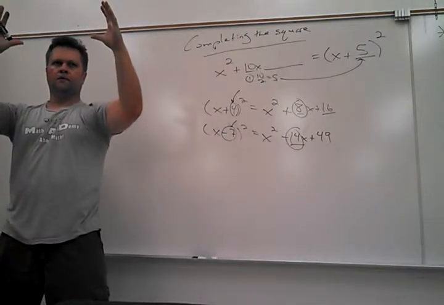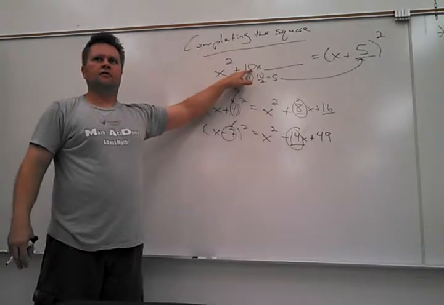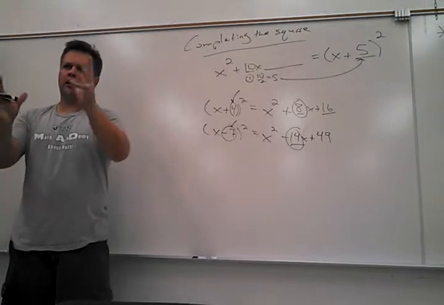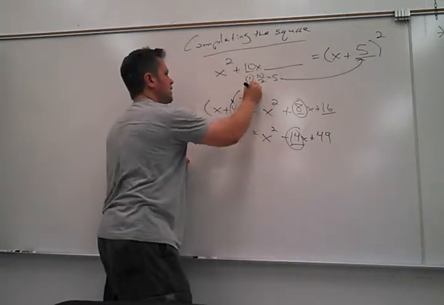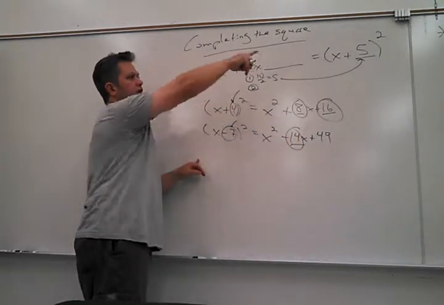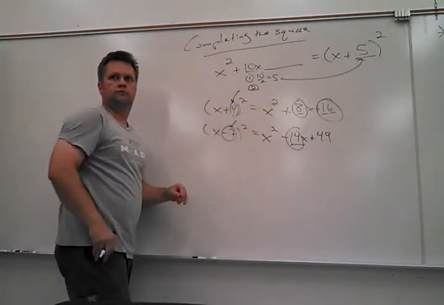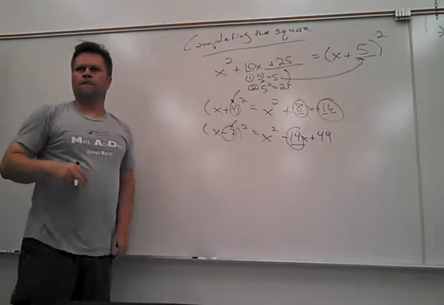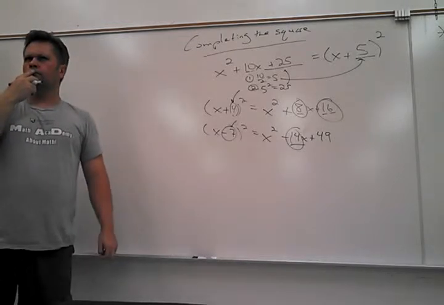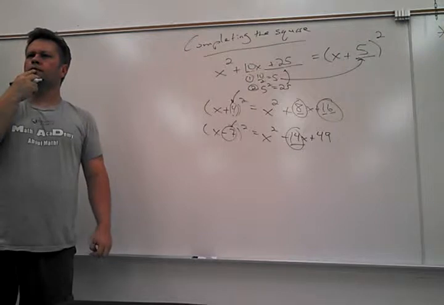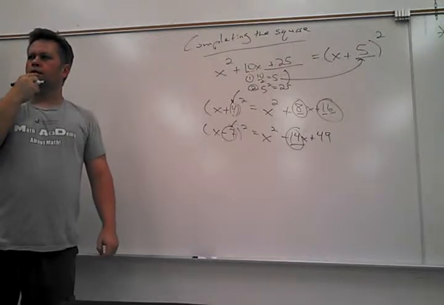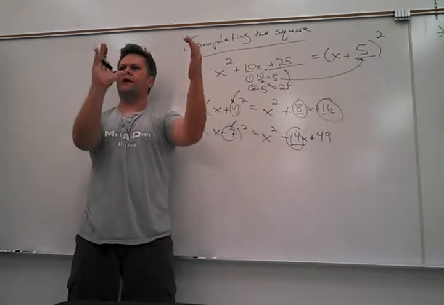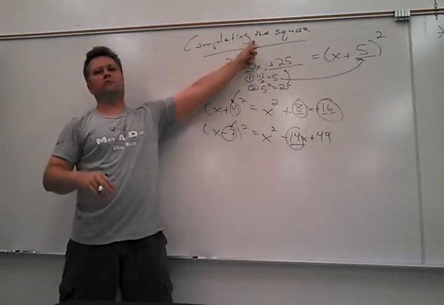You guys with me? No matter what, even if it was 11, 11 over 2. Who cares, right? That's gross, but I don't care. And then the second step is to figure out what that number is. I take the number I just got and square it. So the next step is 5 squared. It's 25. That goes there. That's the only thing I can put here to make it factor like a square of something. That's why it's called completing the square.